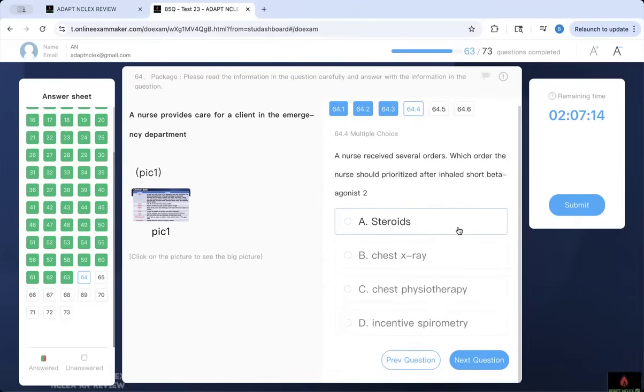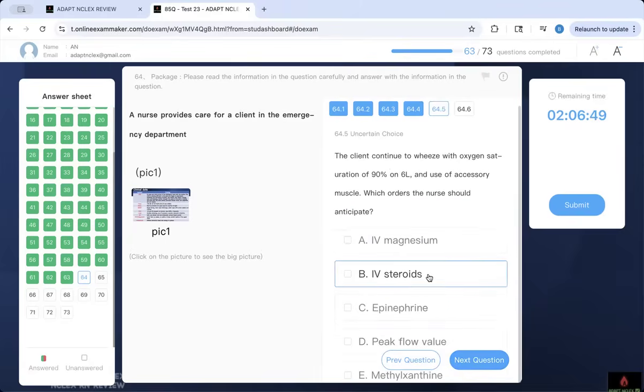The nurse receives several orders. Which order should the nurse prioritize after inhaled short-acting beta agonist? After you give them short-acting beta agonist, what is the next thing? Steroid, chest X-ray, chest physiotherapy, incentive spirometer. What do you think? They need steroid. Chest X-ray we already obtained. Chest physiotherapy is for cystic fibrosis. This patient cannot use incentive spirometer.